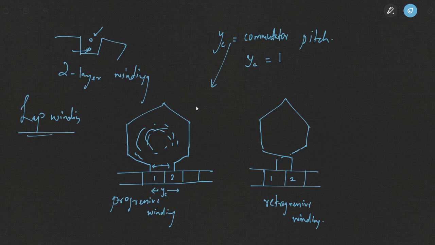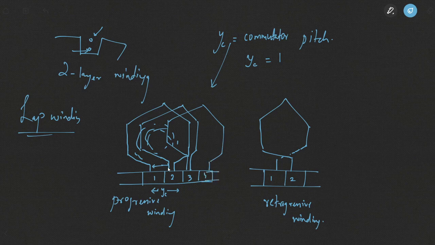Now you have a coil that is connected to alternate to adjacent commutator segments. Once a coil finishes here, another coil will start from this commutator segment and it will end up at the next commutator segment, that is commutator segment number 3. Another coil will start here and it will end up at the next commutator segment, that's commutator segment 4, and so on.